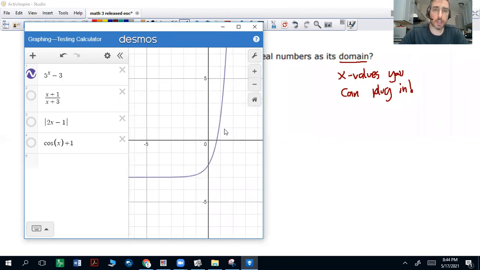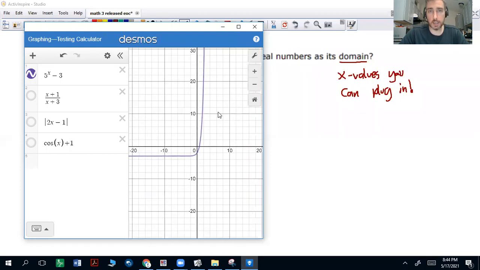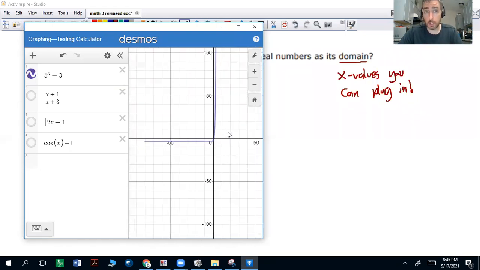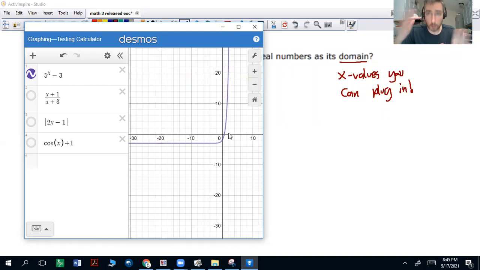All right, letter choice A. All right, this graph is continuous. It keeps going. It's very steep. It's an exponential function, and it does keep going right as it goes up. So there will be no x values that don't exist. The whole domain is all real numbers.